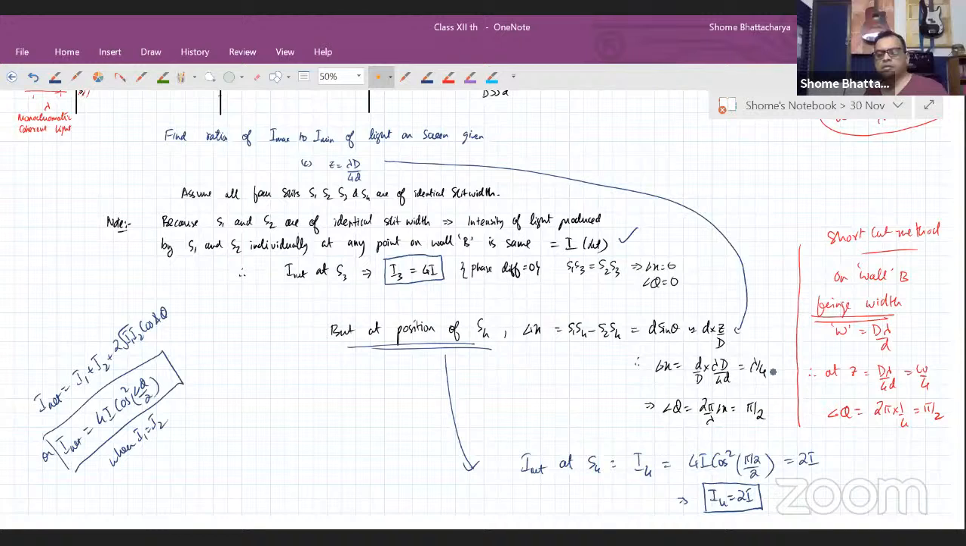Okay, so hope this part is clear to all of you. Let me see if I can include the diagram in. So now you can see the two slits which are illuminating your final screen are S3 and S4, and they have intensity 4i and 2i.